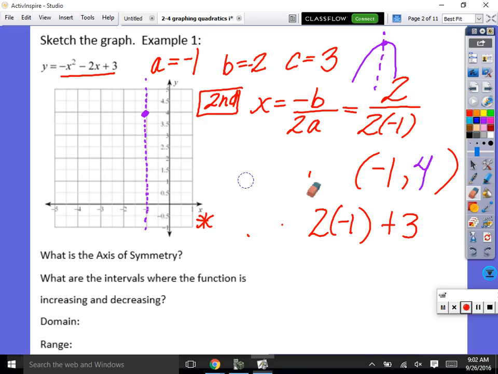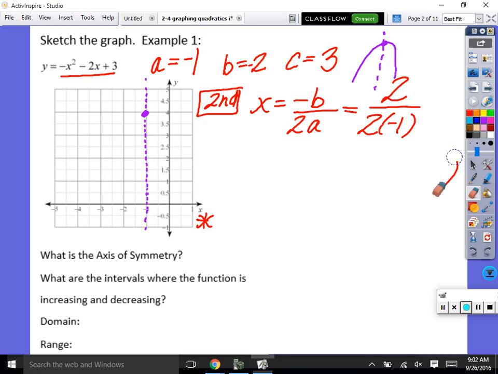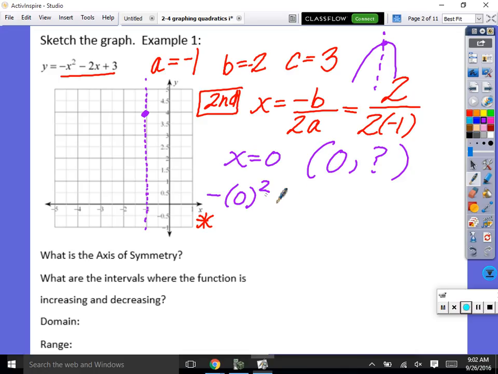So the y-intercept is where it's crossing the y-axis, and that's always when x is equal to 0. So we know it's going to be 0, comma something, correct? So we can plug in 0 into the function. So we're going to have -0 squared minus 2 times 0 plus 3. Think about it, guys. 0 and 0 right here. Aren't those going to be 0?